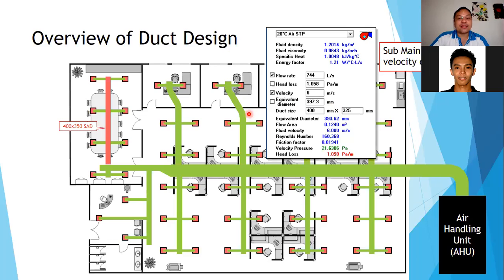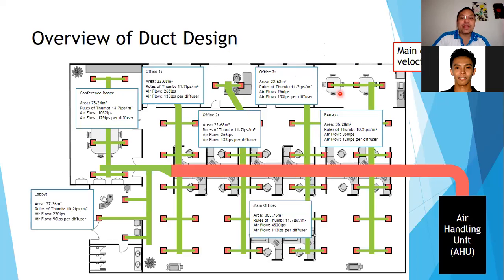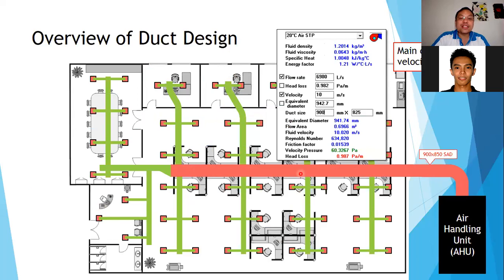Okay. So last, main duct. Assuming all these flow rates, the total flow rate for the whole office will be going to this main duct. The main ducts are sized at 8 to 10 meters per second, constant velocity. The total flow rate for this main duct is about 6,980 liters per second at 10 meters per second. I went to the highest, 10 meters per second.